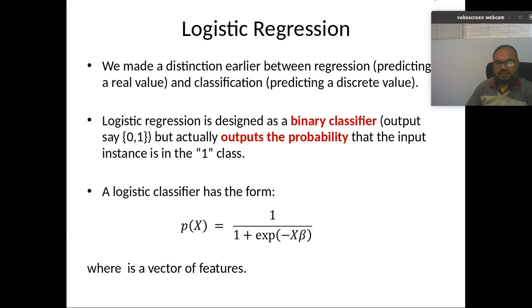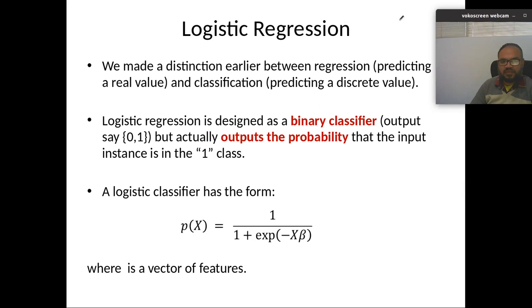Okay, so moving on, we discuss another classification or machine learning algorithm, which is called logistic regression. If you remember, we made a distinction earlier between regression, which is predicting a real value, and classification, which is predicting a discrete value. So logistic regression is somewhere in between. It's designed as a binary classifier, where the output is either 0 or 1, but actually the output of a logistic regression is not the class 0 or 1, but the probability of a certain class, let's say the probability of class 1.